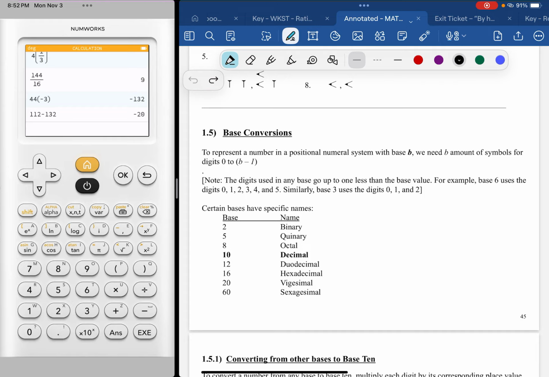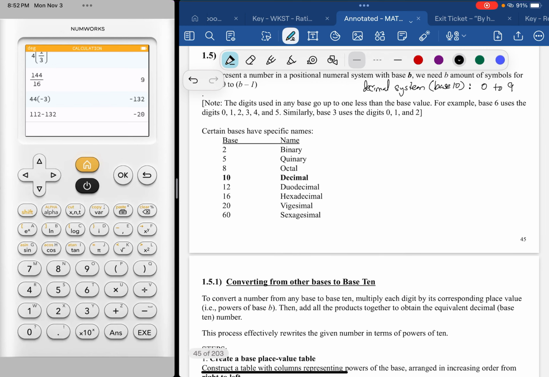All right, so very simply, in our decimal system, which is base 10, we go from 0 to 9. All right, 9 being 1 less than 10. So that's the idea there. All right, so binary system, which is base 2, we'd go from 0 to 1 less than 2, which is 1.